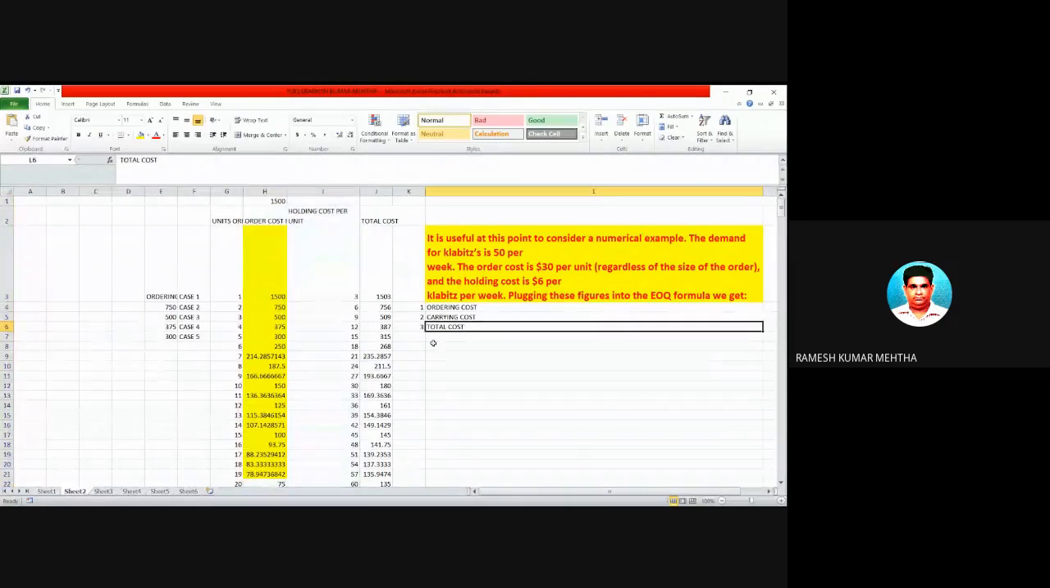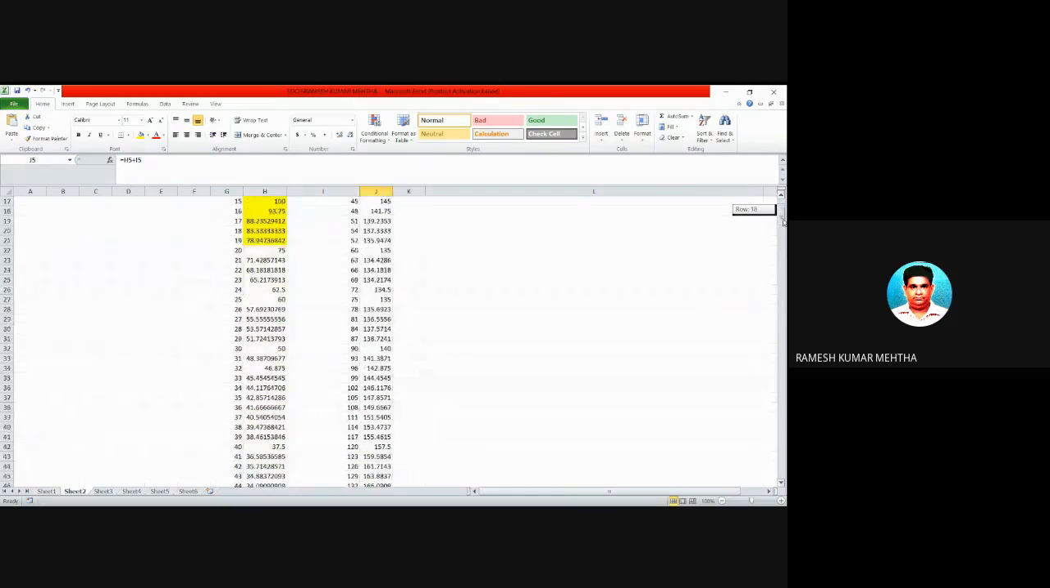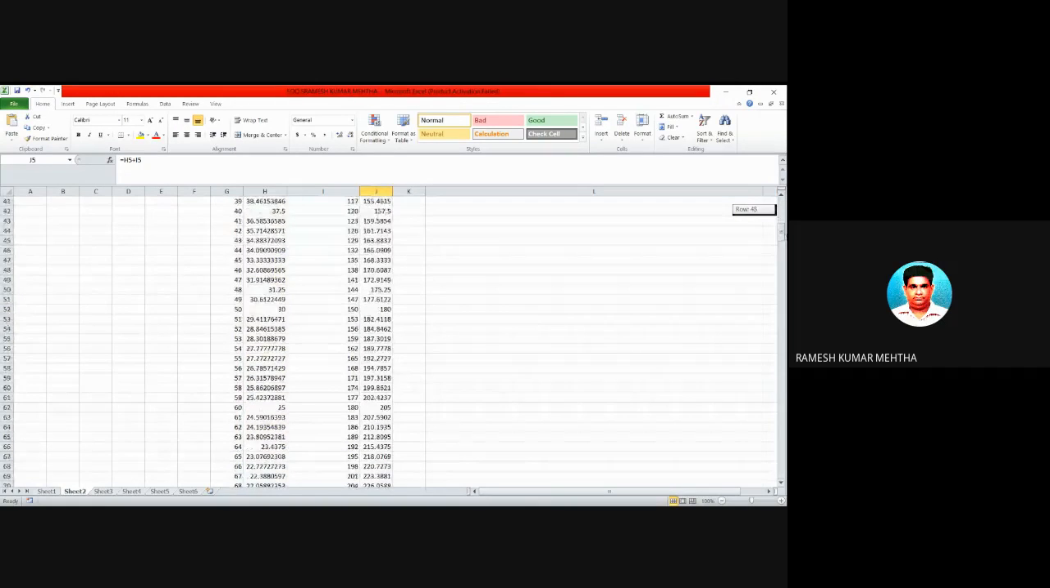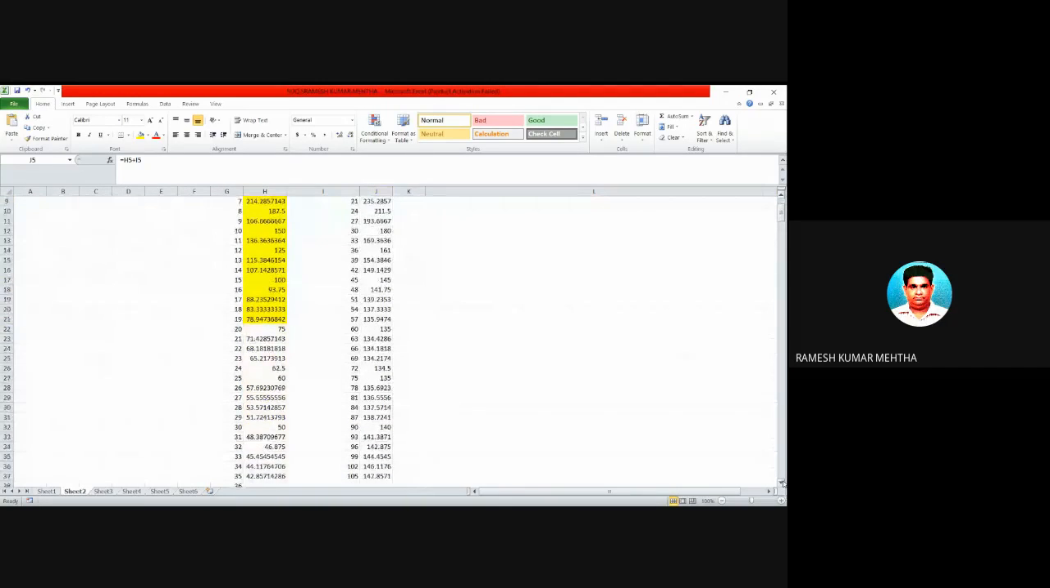Now what should I find out? The total cost. You just add 1500 plus 3 is equal to 1503 per unit. For 1 unit, the cost is 1503. For 2 units, the cost is 756. For 3 units, the cost is 1509. So look carefully. I am going down, and per unit, somewhere it is changing. At every stage it is changing. And now one stage, what will happen? If you look carefully, I am dragging the cursor down.